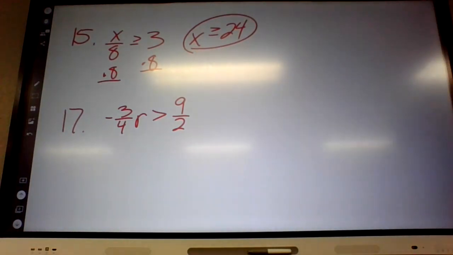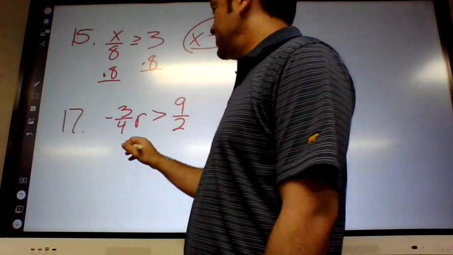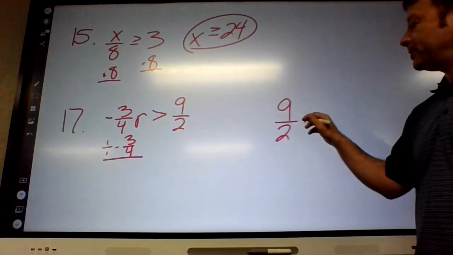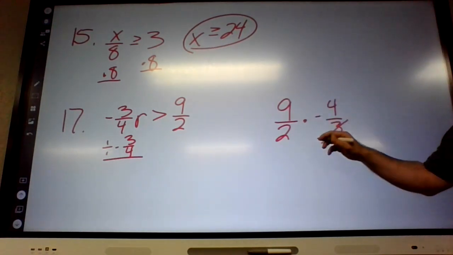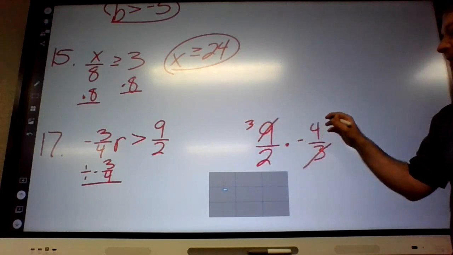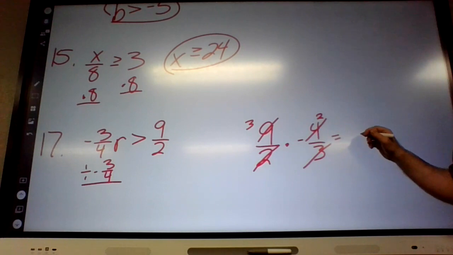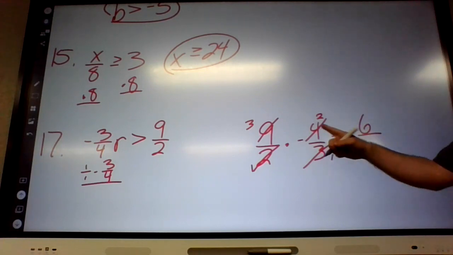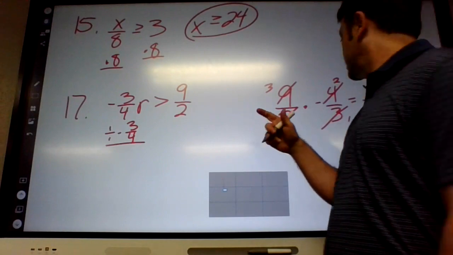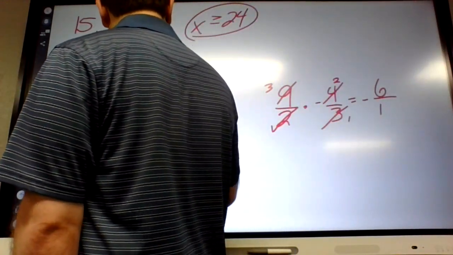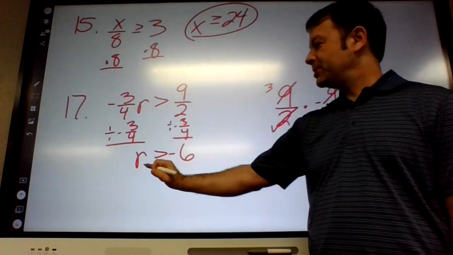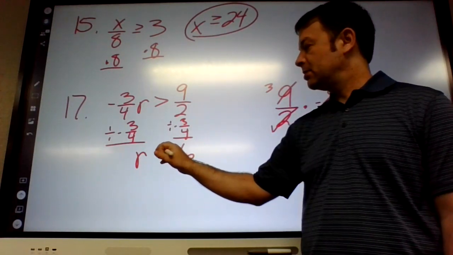Alright, Moses, 17. You would divide by -3/4, right? You guys know how to do that without a calculator? Switch it and then multiply. Right, multiply by -4/3. Looks like this. And also, remember, you can cross cancel. Divide those by 2. So, top times top, bottom times bottom. One of them is negative. So, anyway, -6. Alright, what did I do wrong? I didn't switch the inequality.